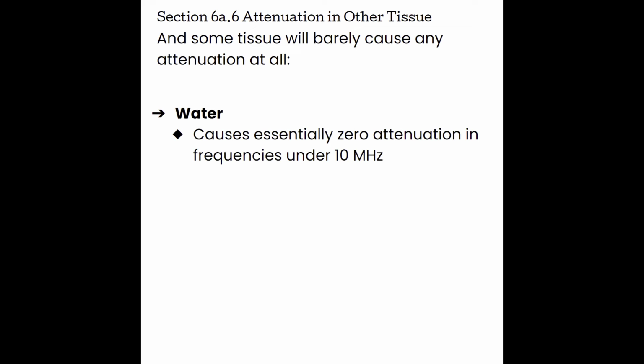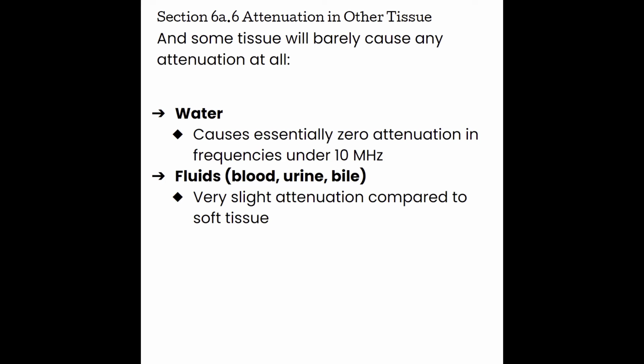On the flip side of things, then we have some tissues in the body that will barely cause any attenuation at all. Now the least attenuator in the body is going to be water. Water, in fact, causes basically zero attenuation in frequencies under 10 megahertz. So water is an excellent transmitter of sound. This again is why we like to use water-based gel to help us get our images. Moving towards the soft tissue average, we find that fluids in the body like blood, urine, and bile do attenuate sound a little bit, but not nearly as much compared to soft tissue.